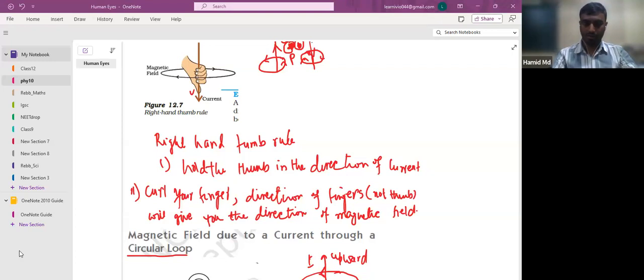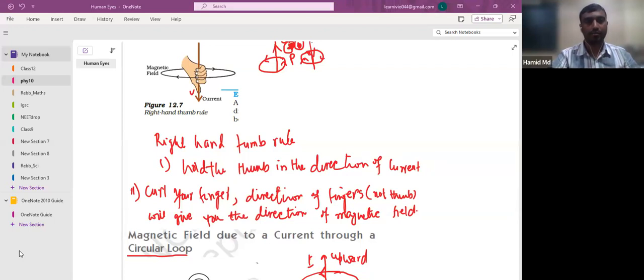So the right hand thumb rule is when we are holding a conductor in our right hand and we place the thumb so that it points towards the direction of current, and the other fingers we wrap around the conductor show the direction of the magnetic field lines.